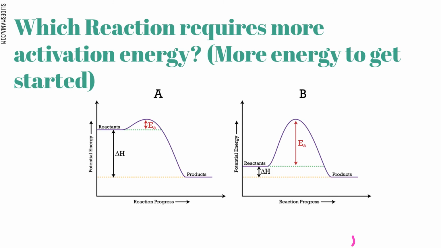If you guessed graph B, you would be correct, because if you look, the amount of energy required to go from the reactants to get it to react, to come back down to the products, is a lot higher than the activation energy required in graph A.